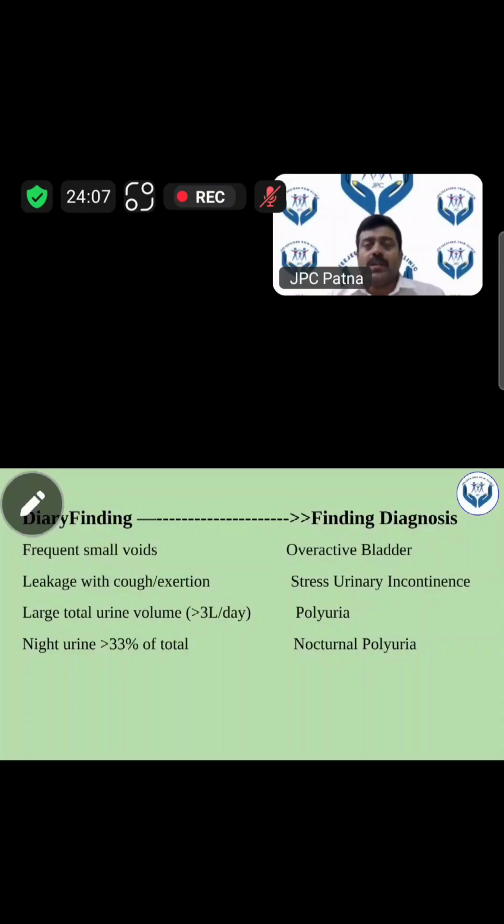Be careful, look out for the drug history, ADH and all these things have to be there, pituitary hormone and all. If night urine is more than 33% of the total, nocturnal polyuria can be diagnosed.